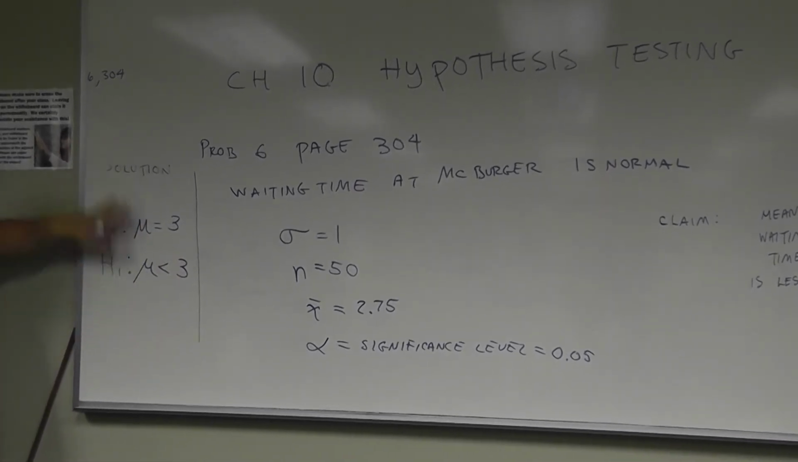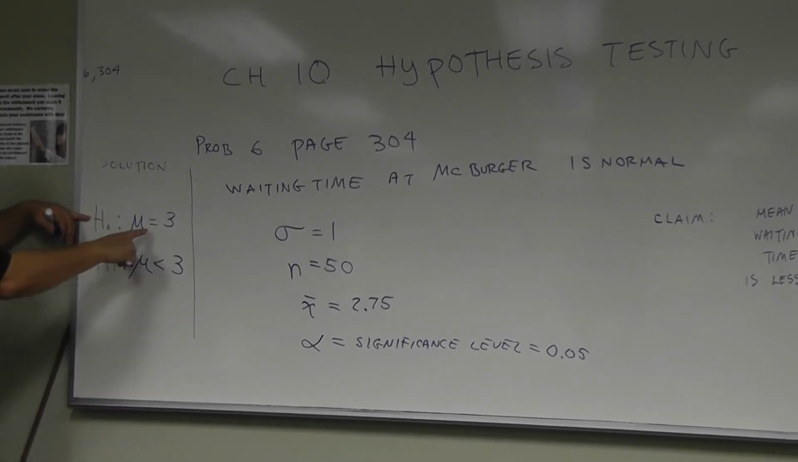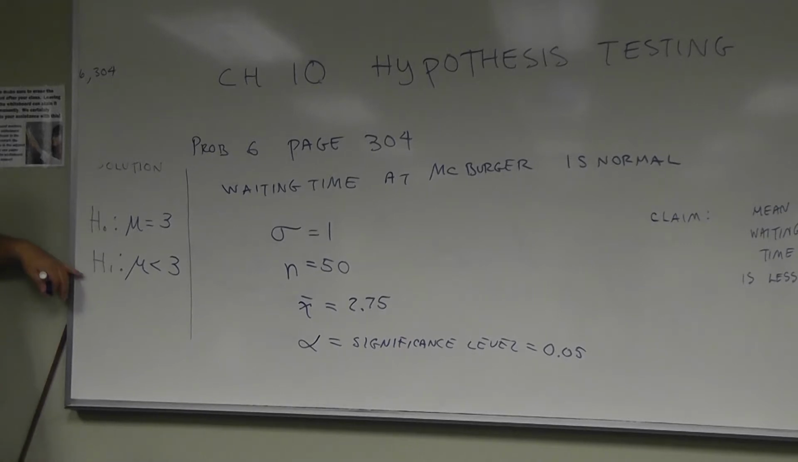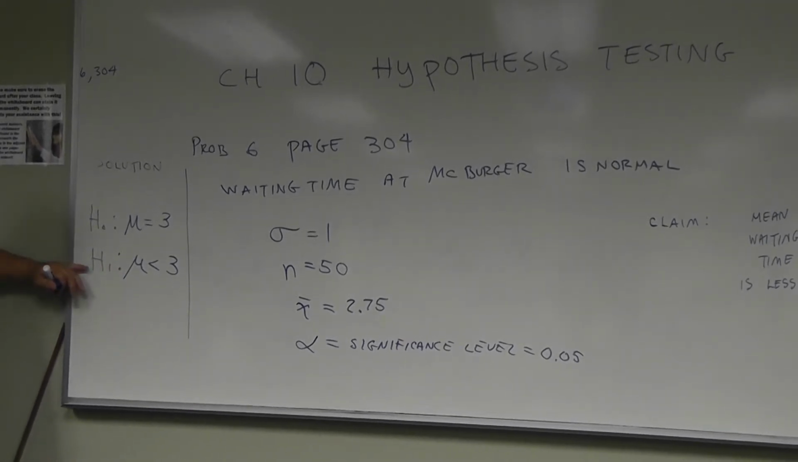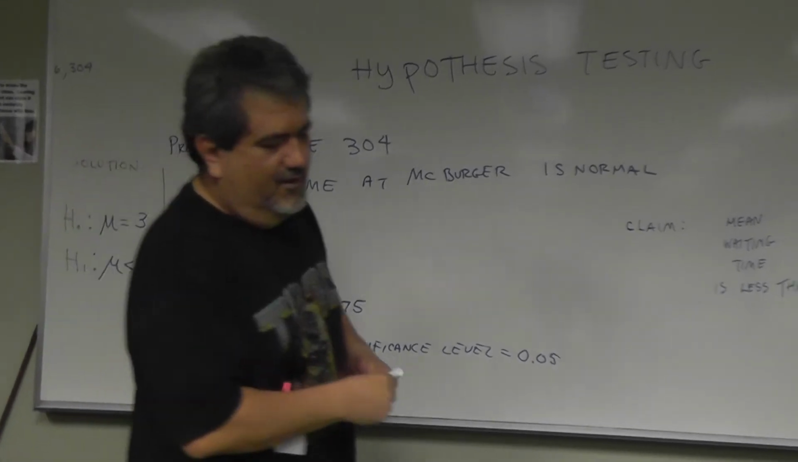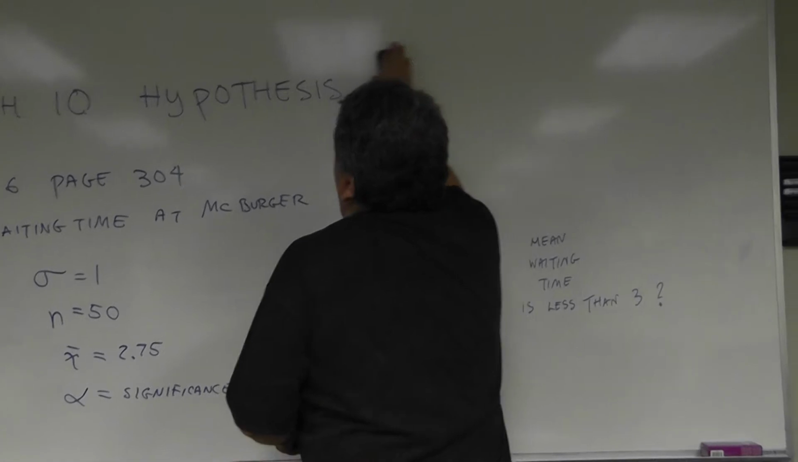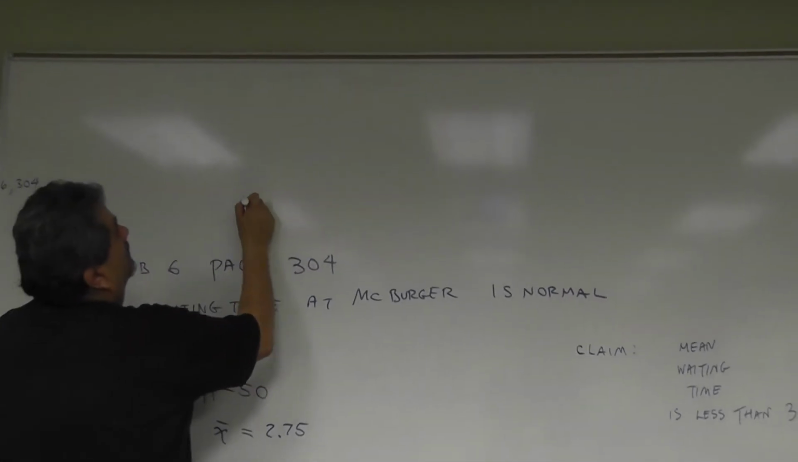Now, this is the first step: the null hypothesis and the alternative. Again, the null is always about equal. The alternative is about maybe less than or maybe greater than. But then you have the second step. And let me go up here. The second step will be the graph.